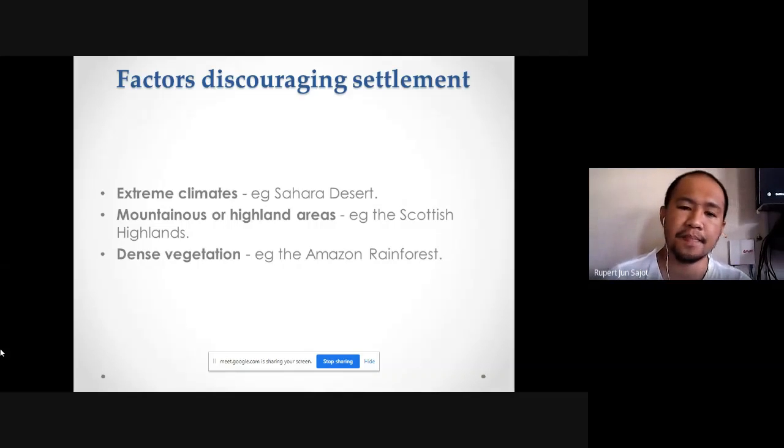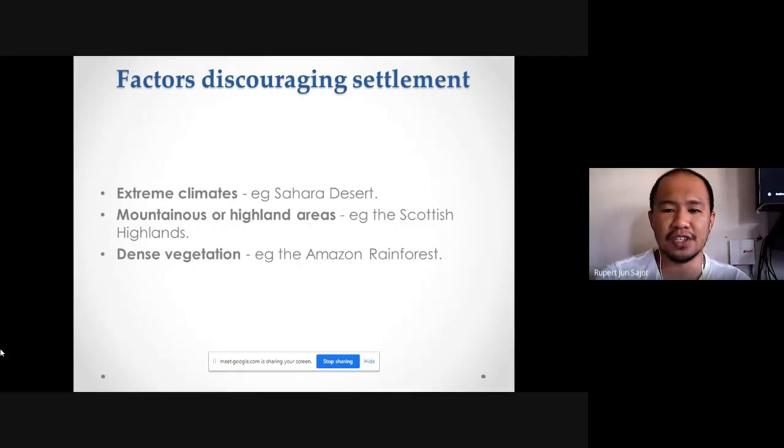All right. Next, mountainous and highland areas. Example, the Scottish Highlands. Or in Asia, we have Mount Everest and the Himalayan mountain ranges. Nobody would like to stay in these areas. Aside from being cold, it's rocky, you won't be able to see quite a lot of plants, right, and animals that can sustain an entire civilization. So again, these are places that discourage settlement.